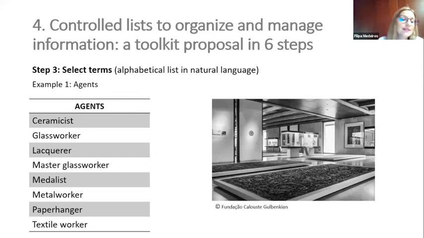So, after defining the scope and selecting information sources, we are going to select terms and organize them into an alphabetic list in natural language. For this presentation, we have chosen the group of information agents, and we came to the list with the following terms. Note that this list is just a sample to serve as an example and does not include all the terms relating to this group of information. So we collected ceramicist, glass worker, lacquerer, master glass worker, medalist, metal worker, paper hanger, and textile worker.